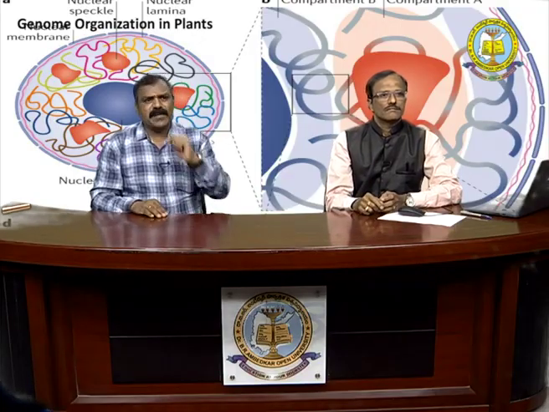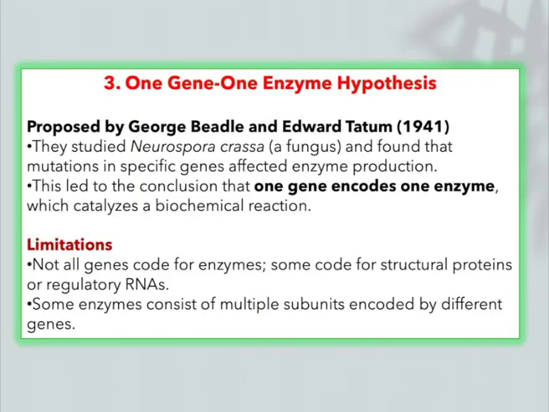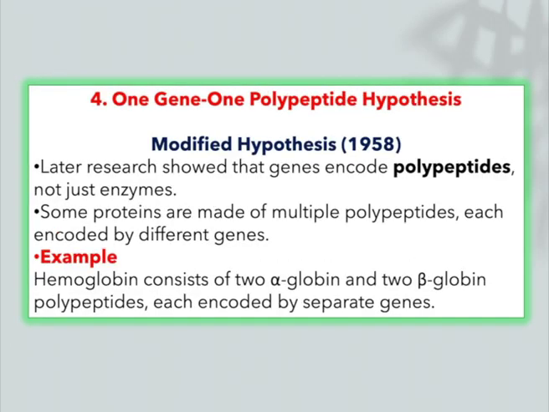Then in this hypothesis, there is some limitation. Why? Because not all genes code for enzymes. Some code only proteins, some are regulatory RNAs. So that's why this is not acceptable. Afterwards, another hypothesis was given, that is the one gene, one polypeptide hypothesis. This we can also call the modified hypothesis.